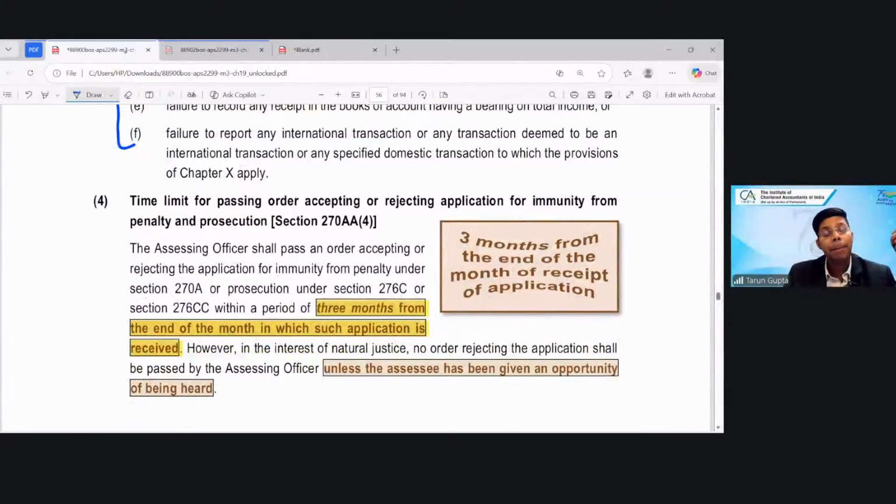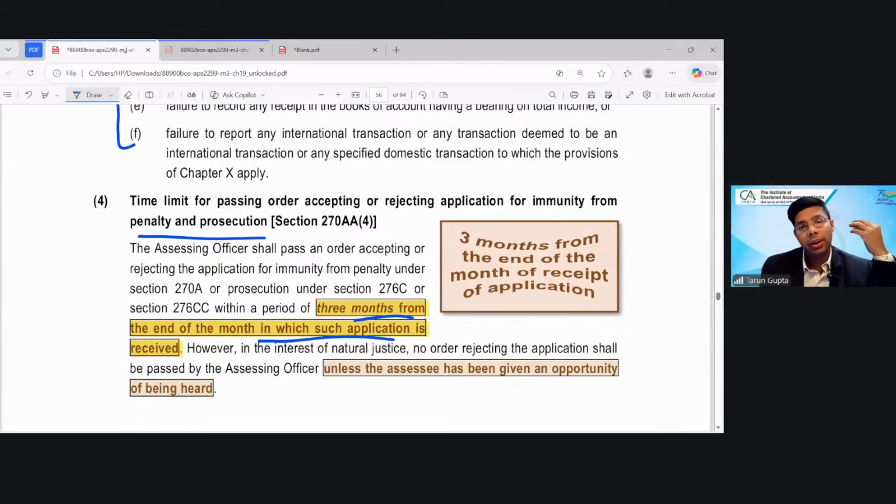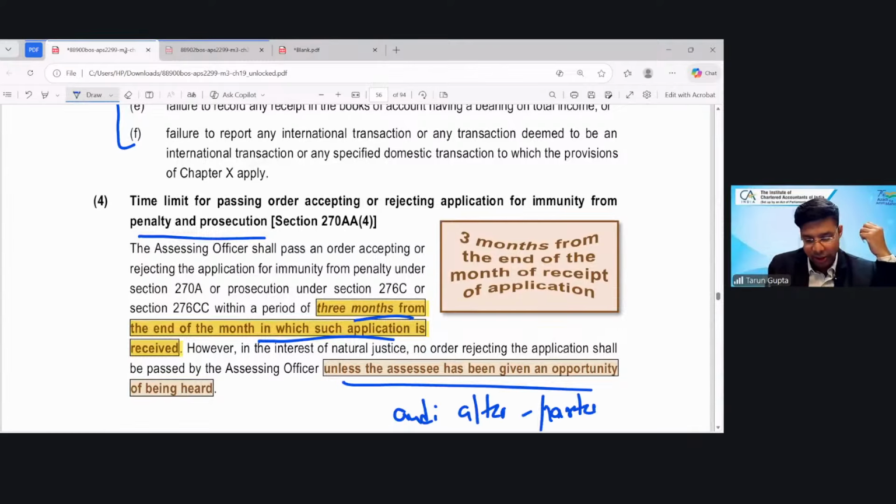the AO can give you immunity from penalty and prosecution both. But the AO has to pass the order within 3 months from the end of the month in which such application is received by it. It cannot pass an adverse order unless audi alteram partem, unless opportunity has been given to the assessee. It's a Latin phrase for providing an opportunity of being heard.